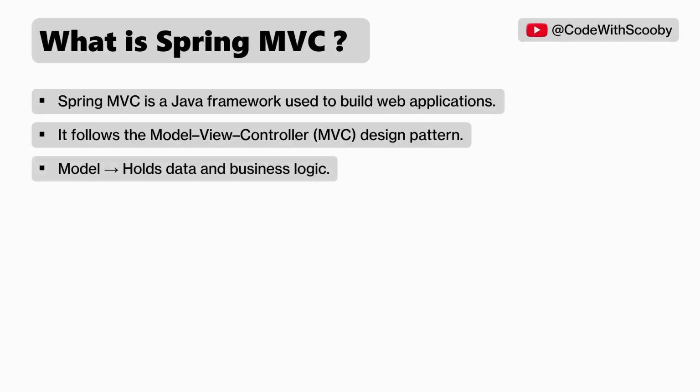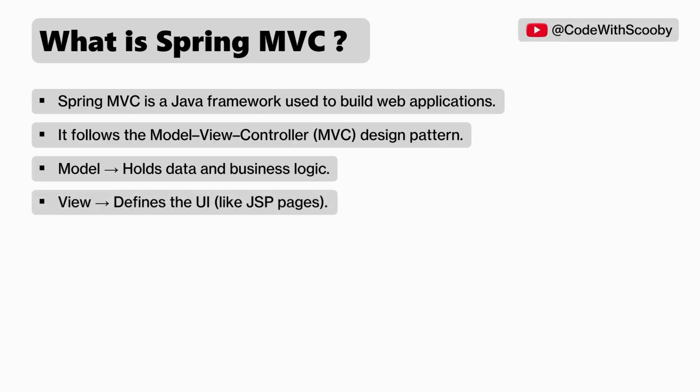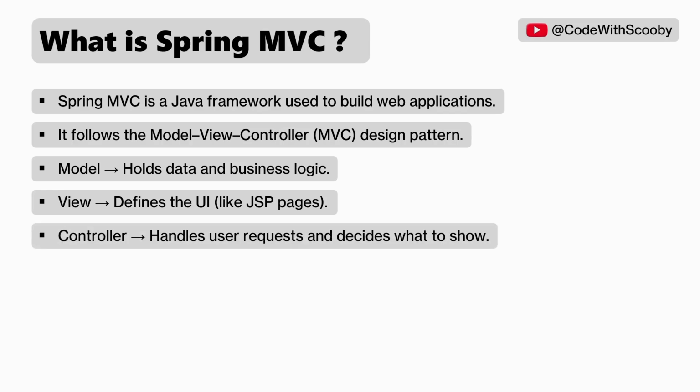The model is responsible for holding the data and business logic of the application. The view is responsible for defining the user interface, like JSP pages, where the data is displayed to the users. The controller handles the user requests, processes them, and decides which view should be displayed to the user.